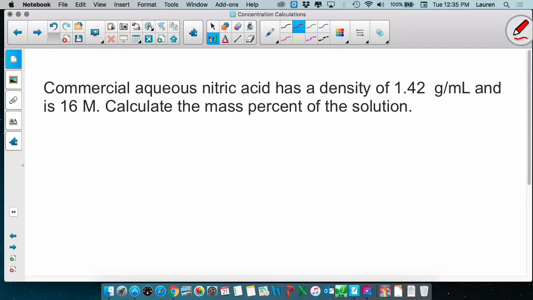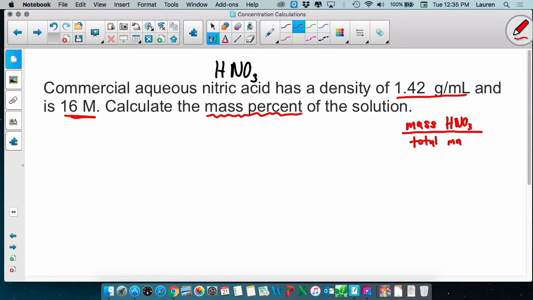Commercial aqueous nitric acid. Okay, so nitric acid, if you don't have it memorized yet, it's one of our strong acids that we will memorize. It's HNO3. It has a density of 1.42 grams per milliliter and is 16 molar. Calculate the mass percent of the solution. Okay, so mass percent. That means we need our mass of our solute, which in this case is HNO3, divided by our total mass of the solution. And then we'll times it by 100 in order to get it in percent form.